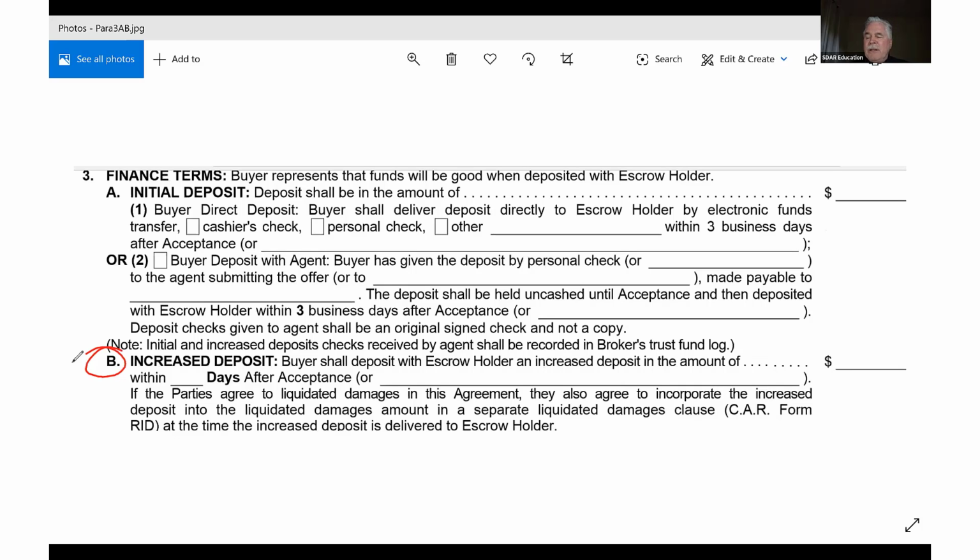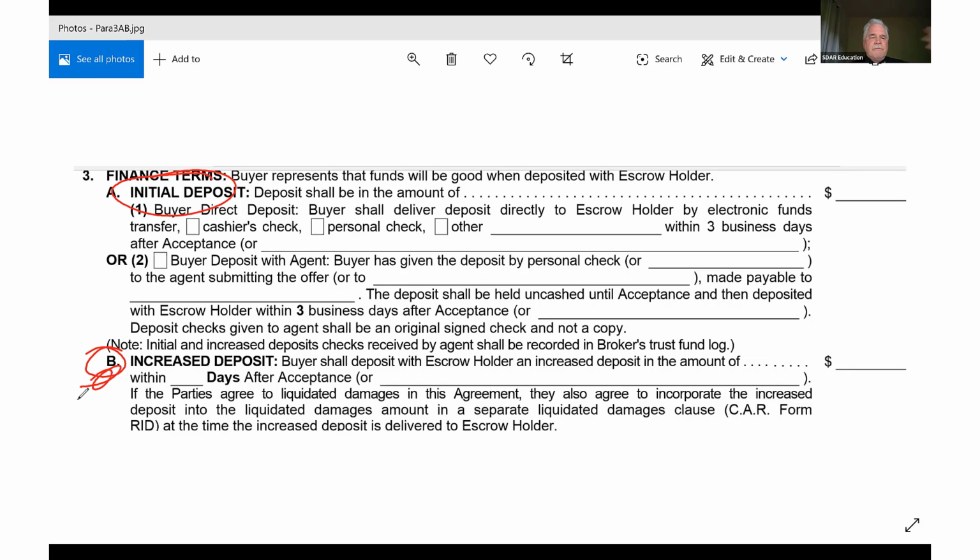Now we're going to talk about the increased deposit. As a matter of practice, I don't see this a lot, but I do see it from time to time. An increased deposit is a deposit other than the initial deposit. So it's a deposit that comes in later. Usually we have the money that comes in as an initial deposit, and that's why they changed the name from earnest money deposit. We have another deposit that may come in at a later time, and that's this one.